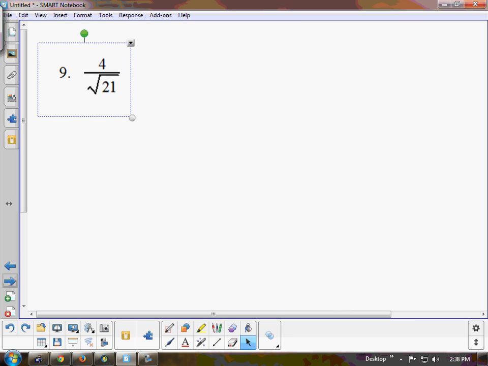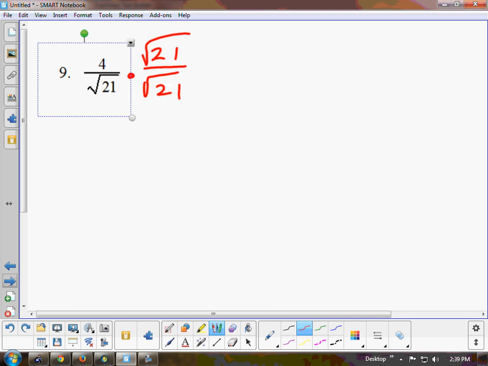Number 9. 21 is not a perfect square, and 4 is not underneath the square root sign. So be careful with this. Don't take the square root. You want to multiply the top and bottom by radical 21. You have to rationalize this. This breaks the third rule. Okay, this turns into 4 radical 21 over 21, because the radical times itself is what's underneath the radical sign. And that's as far as you can take this question.